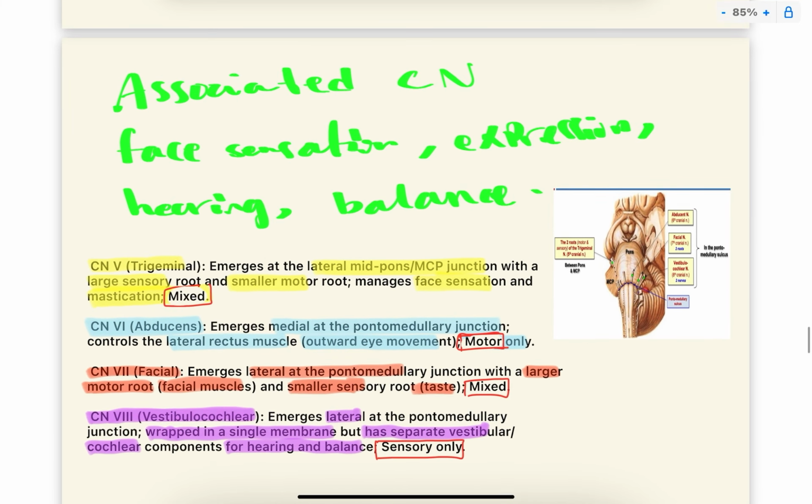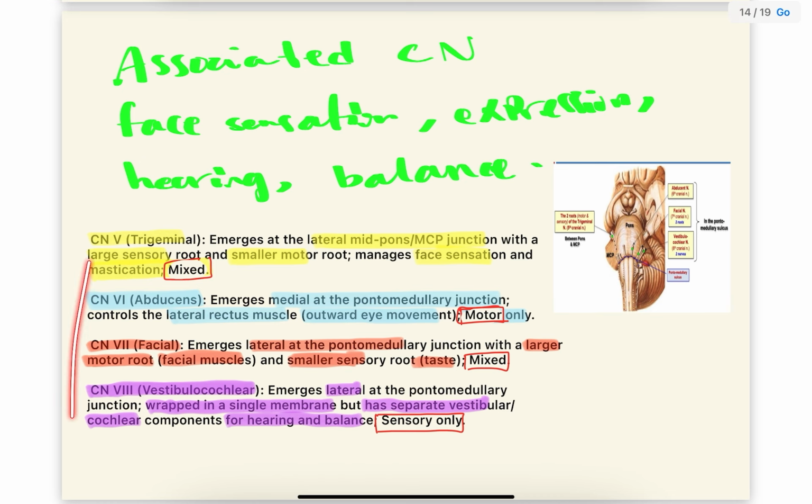Now, what are the associated cranial nerves that we can see in the pons only? Those will be associated with your face sensation, expression, hearing, and balance. So I have four of them. I have the trigeminal, the abducens, the facial, and the vestibulocochlear.